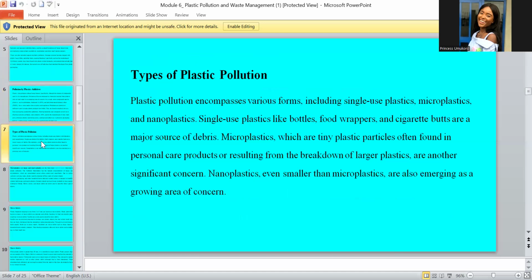Plastic pollution encompasses various forms, including single-use plastics, microplastics, and nanoplastics. Single-use plastics like bottles, food wrappers, and cigarette butts are a major source of debris. Microplastics, which are tiny plastic particles often found in personal care products or resulting from the breakdown of larger plastics, are another significant concern. Nanoplastics, even smaller than microplastics, are also emerging as a growing area of concern.